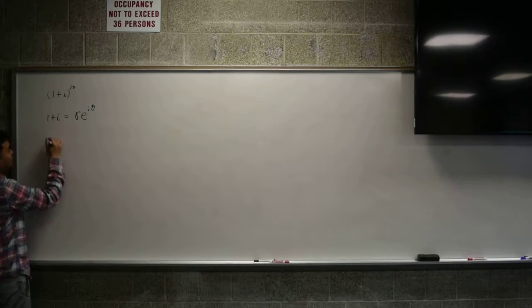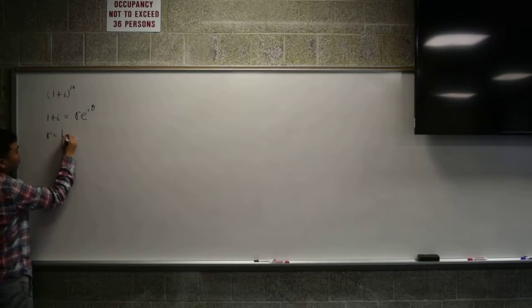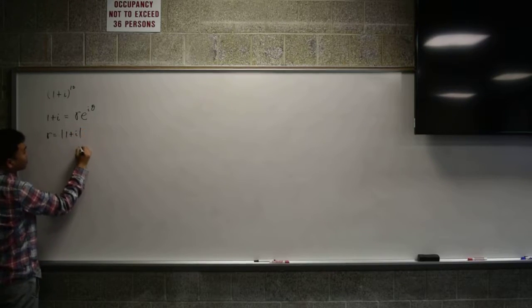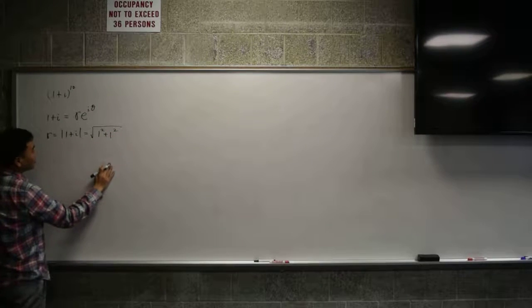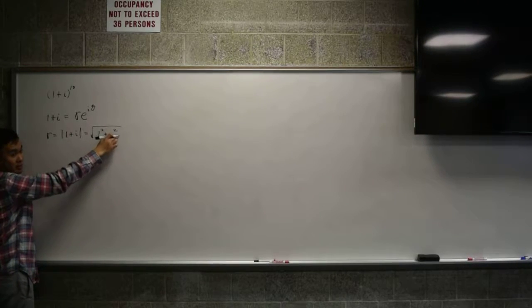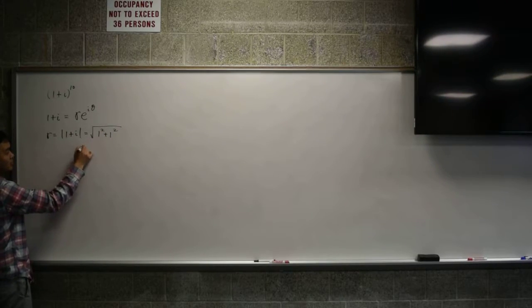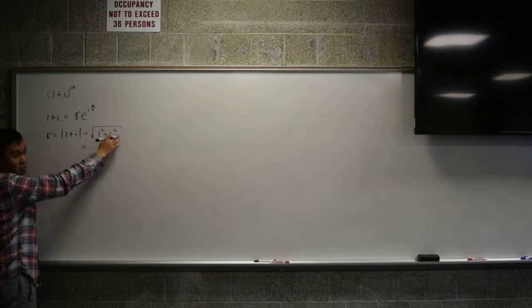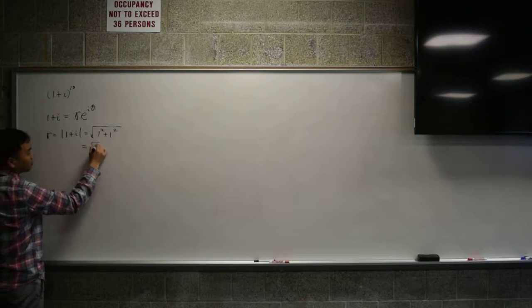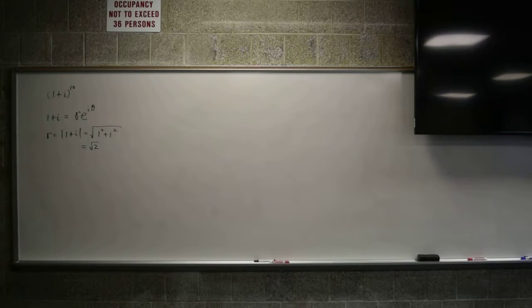r is just the magnitude. So r is just the modulus of the complex number, which is the square root of 1 squared plus 1 squared. Be careful never to include i in here. Don't do that. You have to get rid of the i when you apply this formula, which gives the square root of 2. So we know that r is the square root of 2.